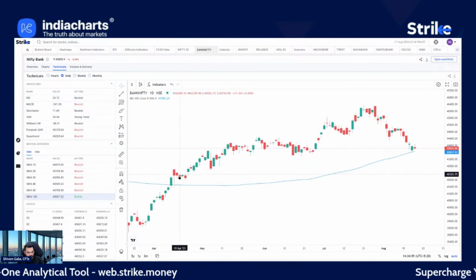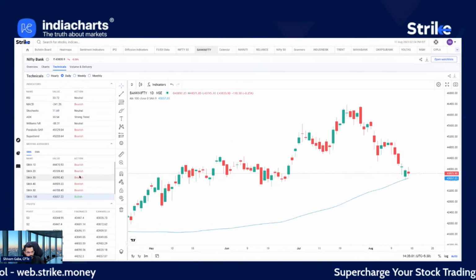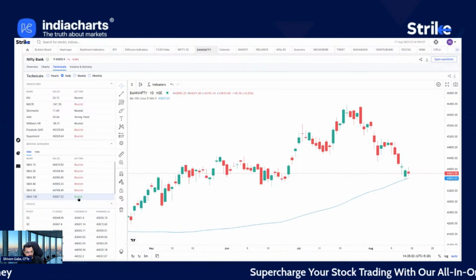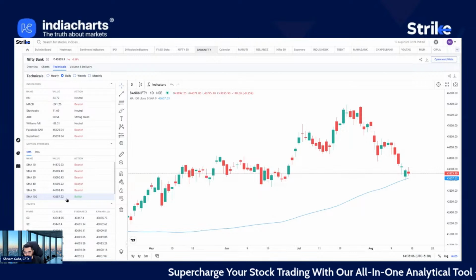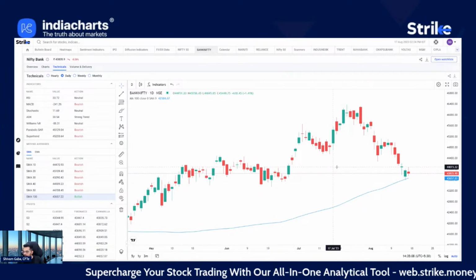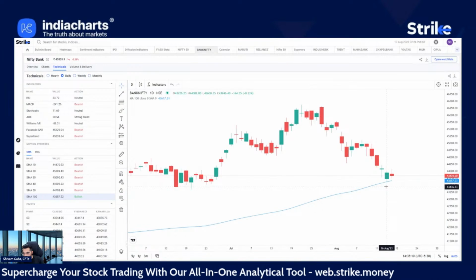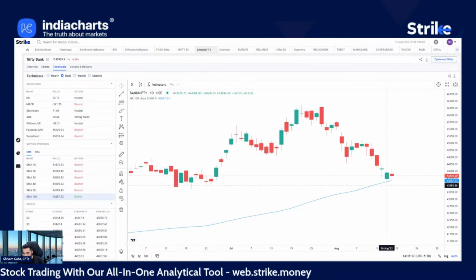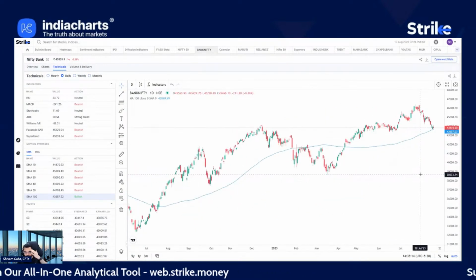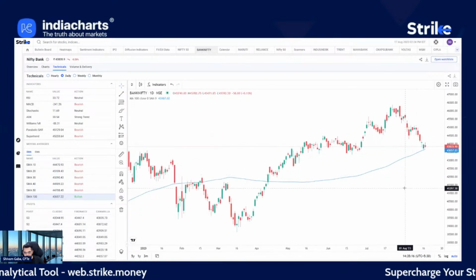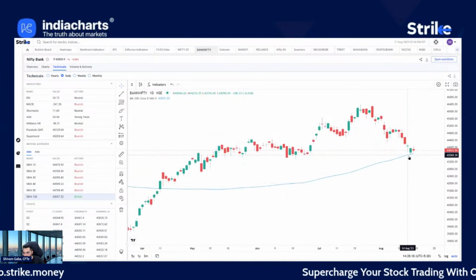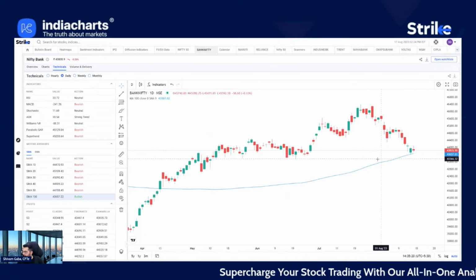Actually, it's pretty interesting that Bank Nifty, if you look at it on the SMA 100, says bullish because price is still above the 100 moving average, and you can see it took support yesterday right at the 100-day average. So it is a fairly long-term average. It is yet to be seen whether or not Bank Nifty is able to hold above this level.